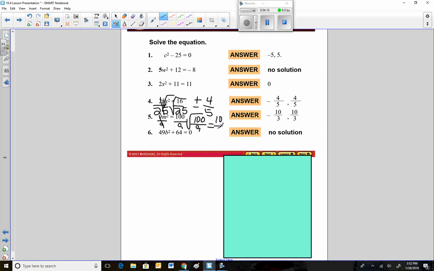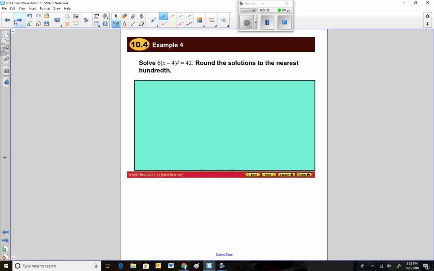Square root of 9 is 3. Square root, we have plus or minus. Oh, that minus didn't show up.